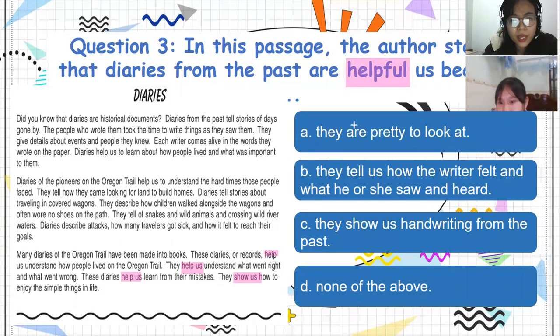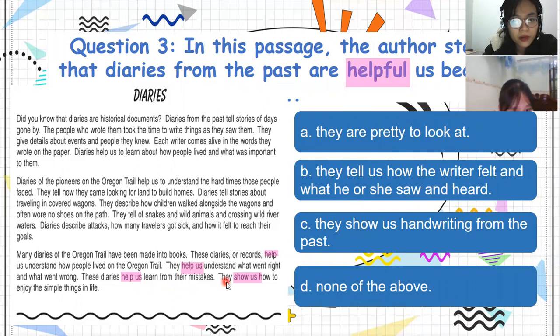They are pretty to look at. They tell us how the writer felt and what he or she saw or heard. They show handwriting from the past. I think none of the above, right? None of the above. Okay, let's see. Let me read it a little bit here.